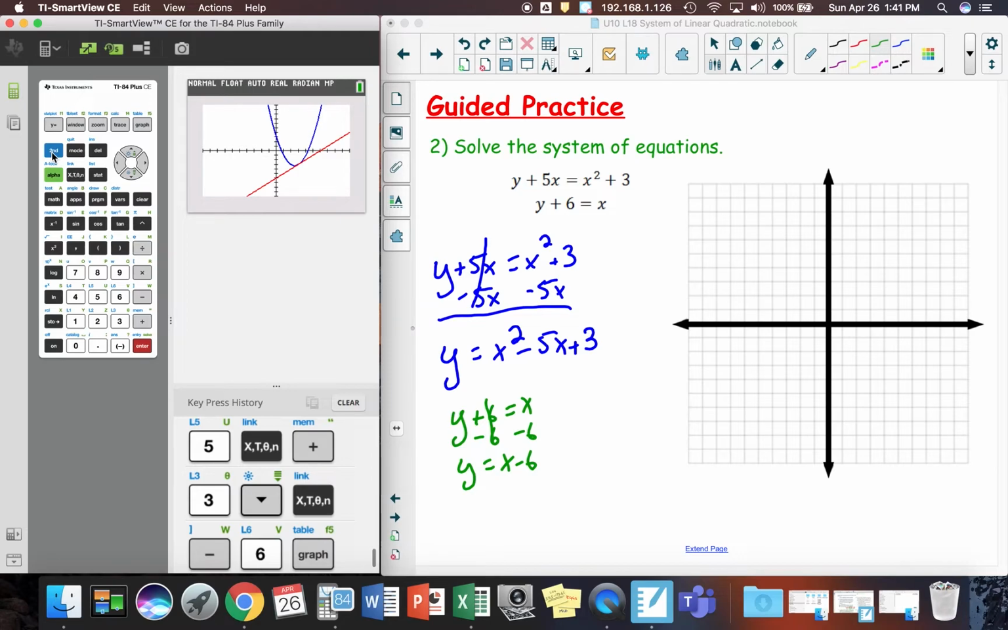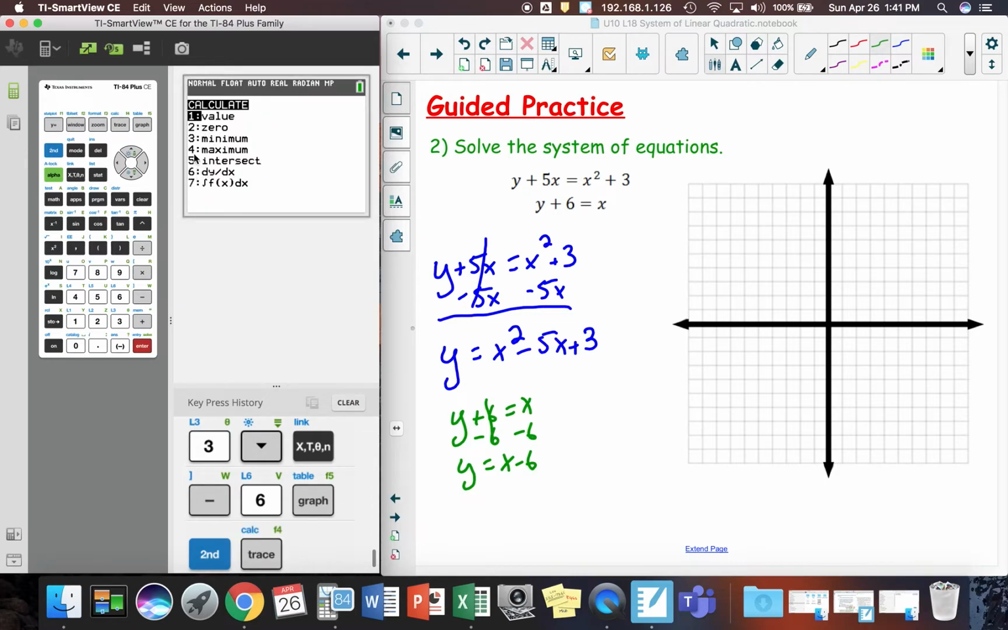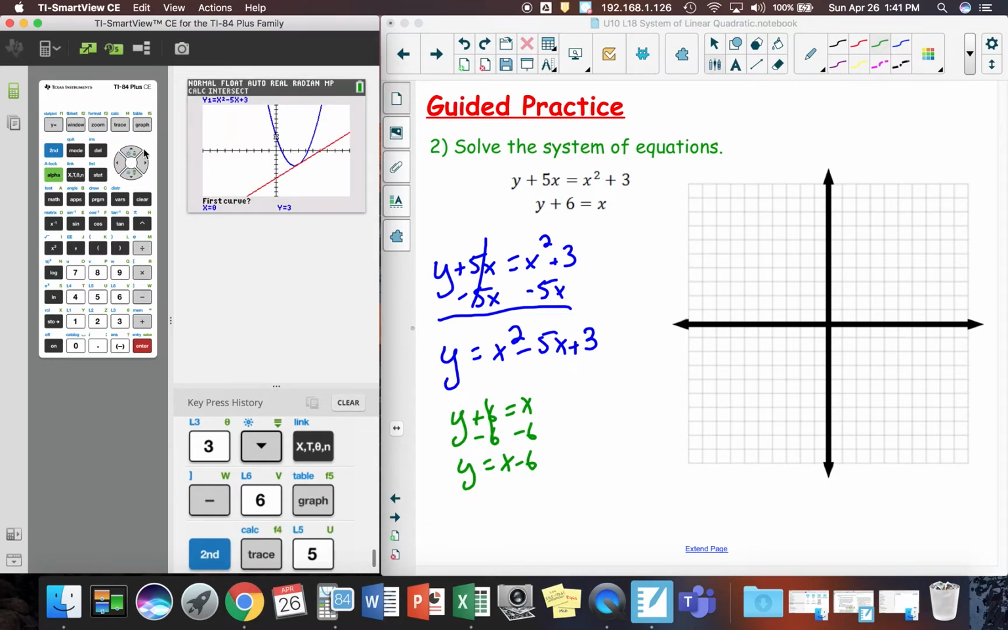Okay, so in order to calculate it, we press second, trace, and we're going to press 5. Again, I want to go closer to my intersection point, so I scroll all the way over, and then press enter 3 times. 1, 2, 3. And there's our intersection point.